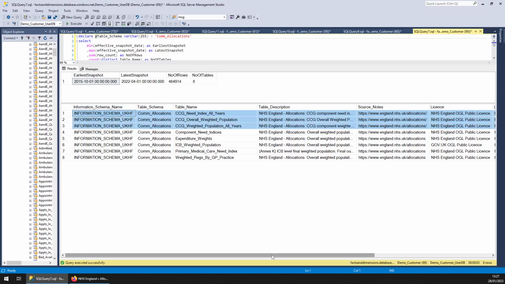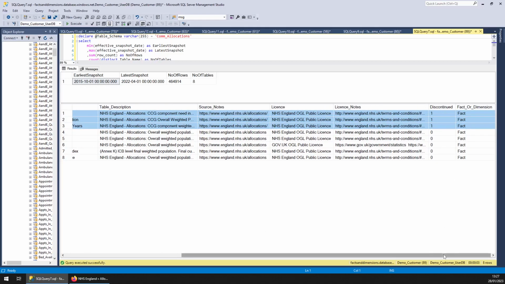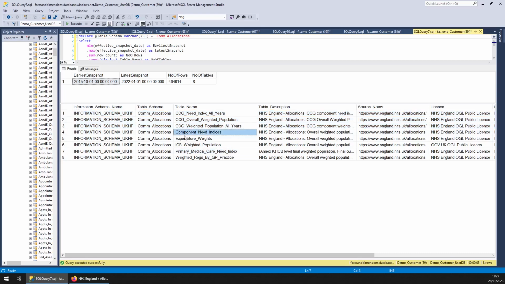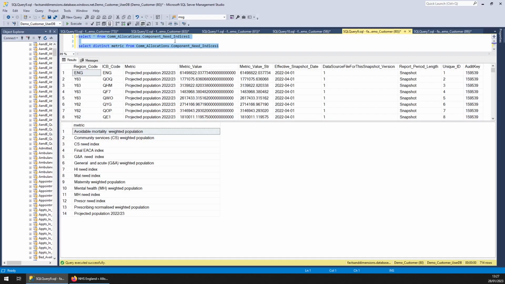These CCG ones, you can see they discontinued, and now it's all about ICBs. I'm just querying these ones for this video. So component need indices, get the idea of the data if you have a look at that, and you can see the metrics there. So I expect you to just pause the video if you want to read these things.